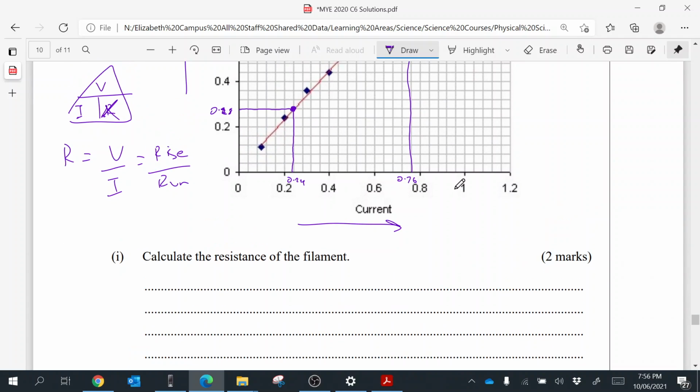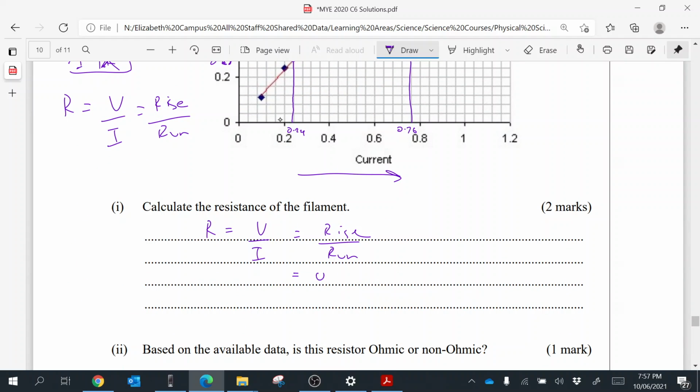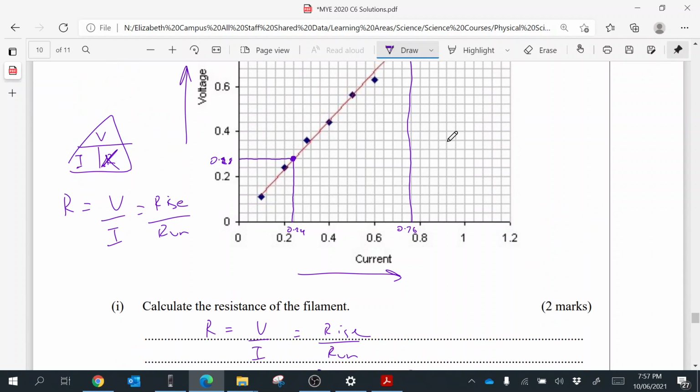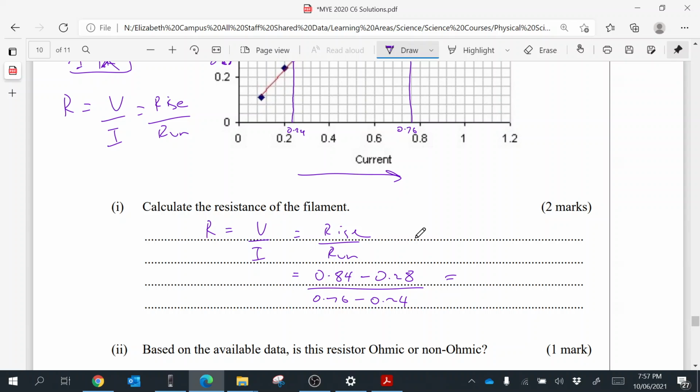So R equals V over I, which equals rise over run. So our rise is 0.84 minus 0.28 over 0.76 minus 0.24. I feel like I made this hard for myself. Why not just choose something that's on the actual graph? But anyway, we're doing it this way now.